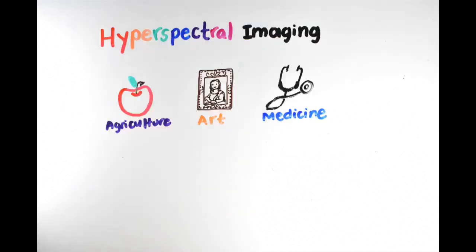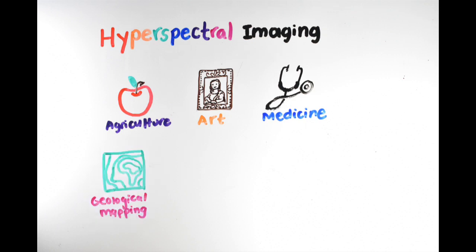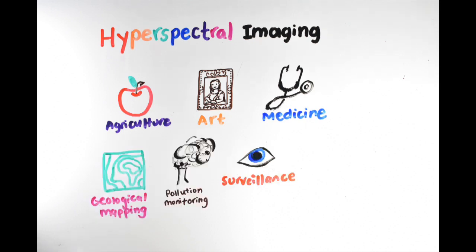Agriculture, art, and medicine are only a few areas where hyperspectral imaging is used. This amazing imaging technique also has applications in geological mapping, pollution monitoring, surveillance, and astronomy. And as HSI progresses in efficiency, affordability, and precision, it will likely be used in a host of other fields in the future.